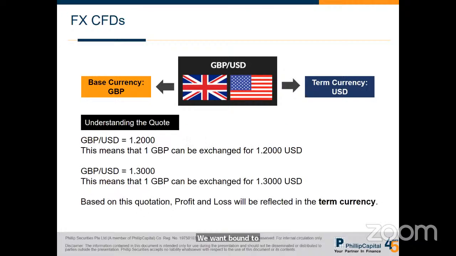So to understand the quotes better, assuming pound dollar is 1.2, this means that 1 pound can be exchanged for 1.2 USD. If pound dollar is 1.3, it means 1 pound can be exchanged for 1.3 USD. So based on this quotation, your profit and loss will be reflected in the term currency.